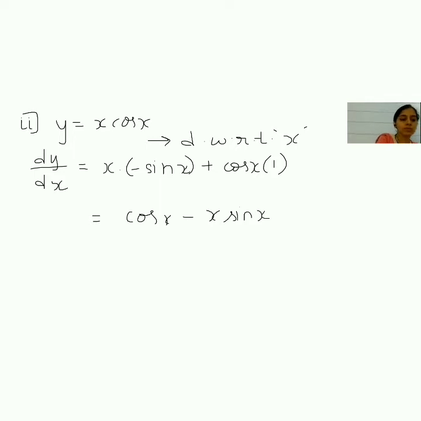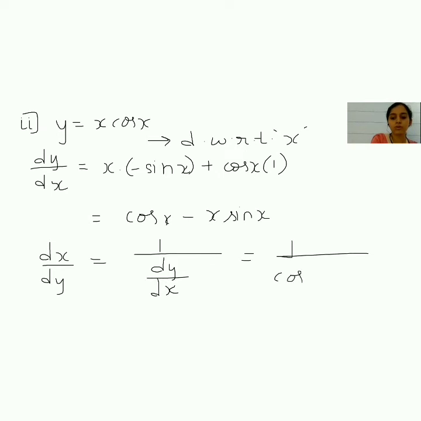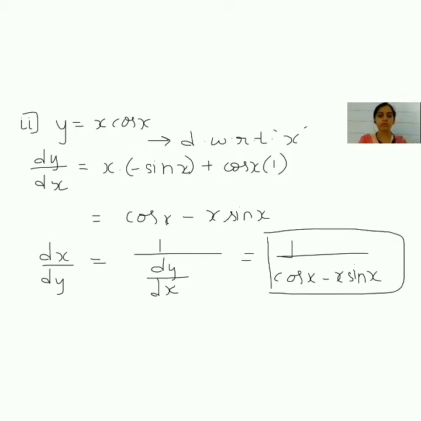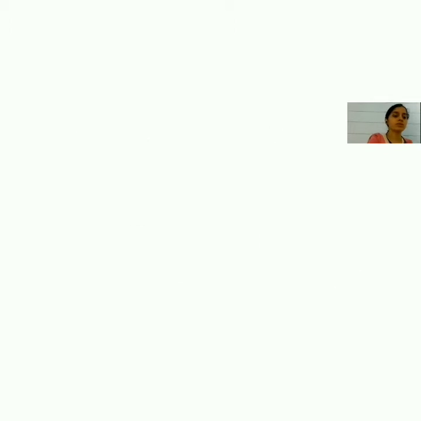And then what will be dx by dy? By the theorem on inverse functions, dx by dy is 1 upon dy by dx. So just put it in reciprocal form: 1 upon cos x minus x sin x. Yes, this is the second question. So question 2 is simple. I think we can do the rest of them on our own. We'll move on to question 3.